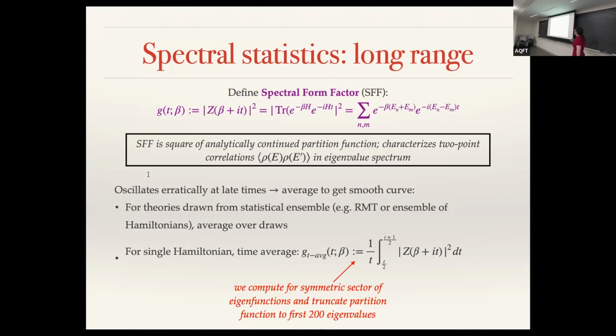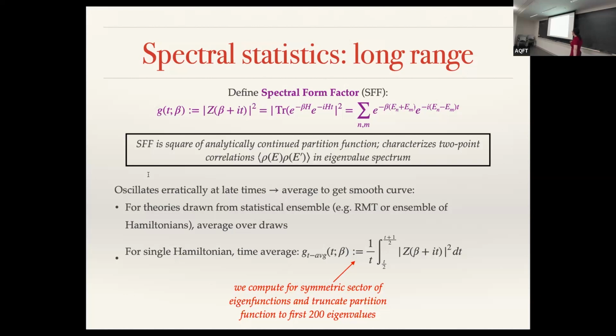And if you're considering theories drawn from some statistical ensemble, like you have a statistical ensemble of Hamiltonians with parameters that are drawn from an ensemble, or you have a random matrix theory, you can average this thing over draws in your ensemble. But we just have one theory and one set of eigenvalues. So instead of averaging over draws from an ensemble, you can average over time windows in the following way. This is called the time average spectral form factor.